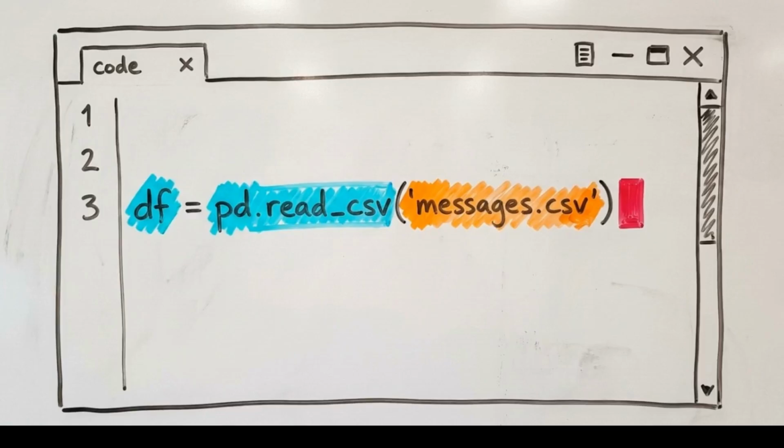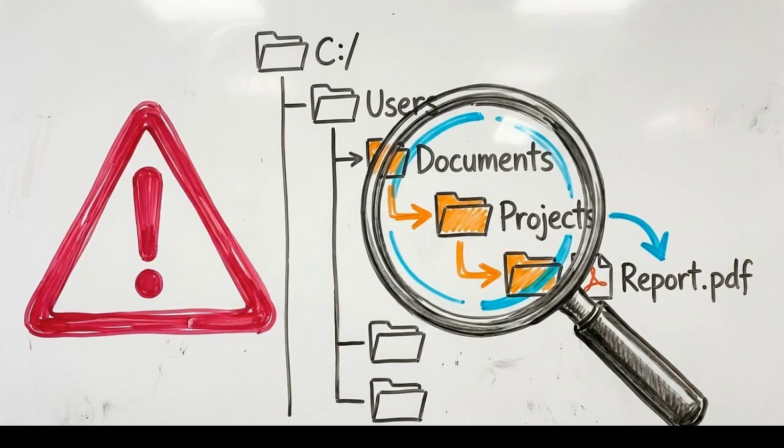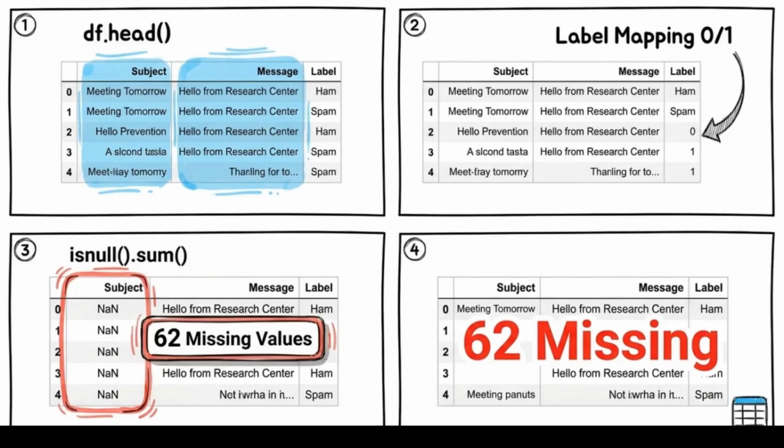Step 1 in the notebook is loading the raw data. Use the pandas read_csv function to pull your local messages.csv file into a data frame object. If you get a file not found error here, check your exact file path. The CSV must be in the directory you specify in the command. Running df.head visualizes the CSV structure. We see 3 columns: the subject, the message body, and a numerical label mapping normal emails to 0 and spam to 1. Checking isnull().sum() reveals exactly 62 empty entries isolated within the subject column.